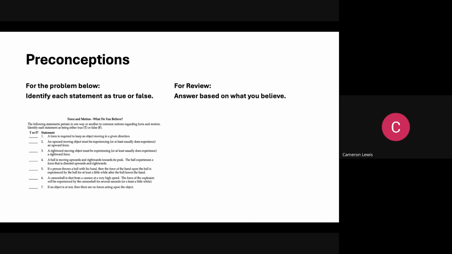Okay, so the last one, right? If an object is at rest, then there are no forces acting upon that object. True or false? True. Oh, no, false. Why do you say false? What does rest mean again? What are you doing right now? Well, gravity's acting on me right now. So your answer is false. Okay. You tell me. It was two forces, technically.